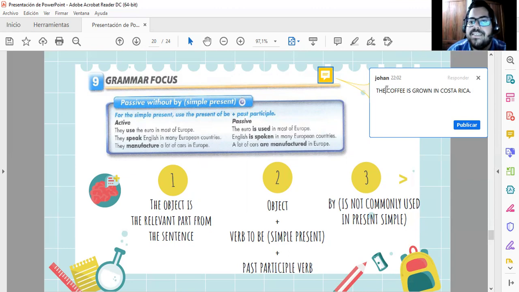Or we can say this, all right? Let's imagine that we're talking about a coffee. So we can say, hey, this coffee is grown in Costa Rica. Este café se crece en Costa Rica, o se da en Costa Rica, se hace en Costa Rica. That's interesting, it's delicious actually. So take a look, este café se cosecha en Costa Rica, right? So teacher, that's the passive voice in present simple, exactly.